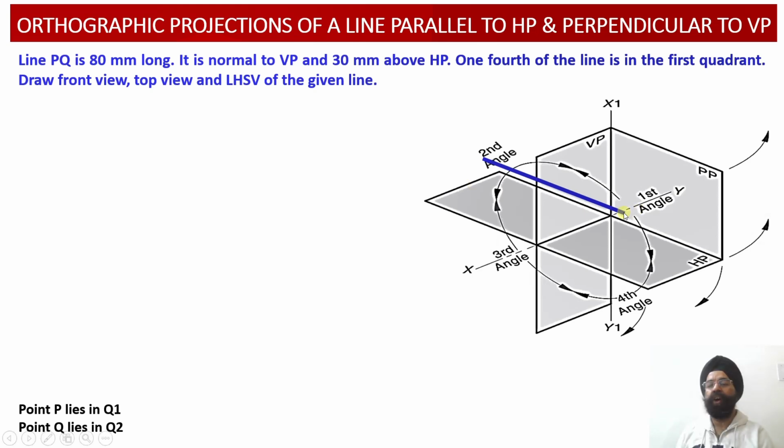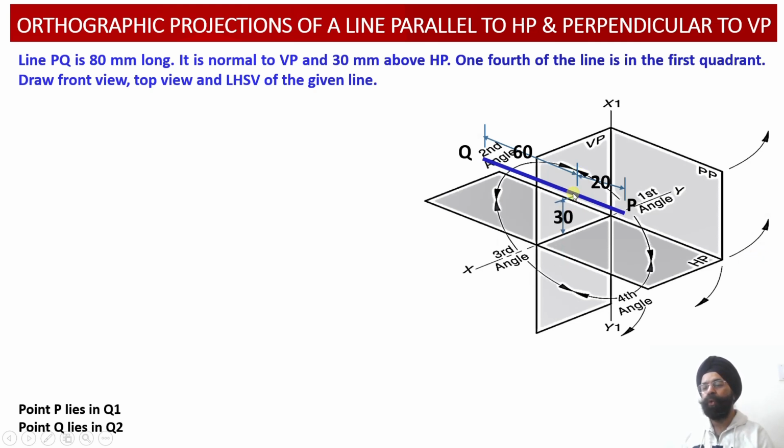And since one of the ends of this line, P, is located in quadrant number 1 and another end, Q, is located in the 2nd quadrant, so far as the line location is concerned, we have been provided with the information that 1/4 of this line, where 80 millimeter is the overall length of the line, which means 20 millimeter length of the line lies in quadrant 1, whereas the 3/4 length of the line, that is 60 millimeter, will be lying in quadrant number 2.